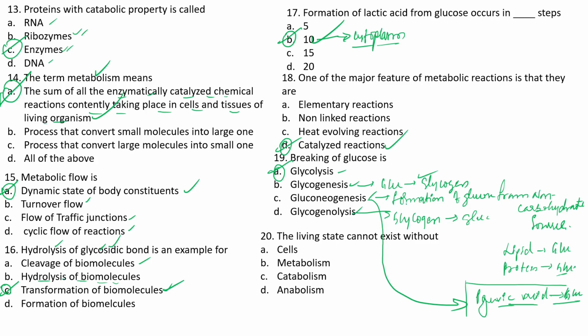The next question: the living state cannot exist without cells, metabolism, catabolism, or anabolism. We have discussed this as the last point from the class, that is the living cells cannot exist without metabolism. So hence we can say B is the right answer.